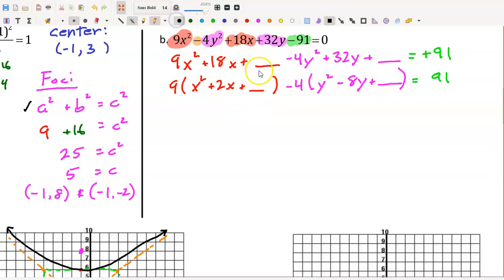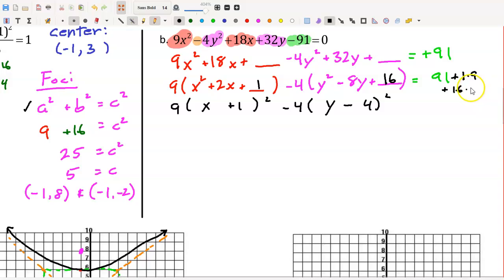Now to complete the square. So half of 2 is 1. Right? And we can write this as 9 times x plus 1. And then we have to add that to the other side. So we're going to add the 1, but then also the times 9. And then we can complete this square. So we'll have y minus half of negative 8, negative 4. Square negative 4, 16. And then we have to add that to the other side as well. Plus 16, but times negative 4. Times negative 4 in front.